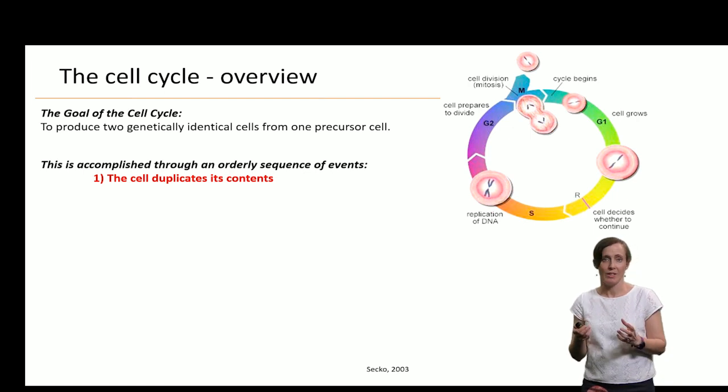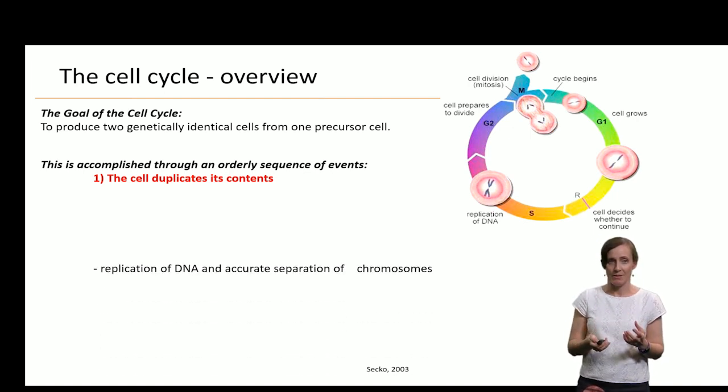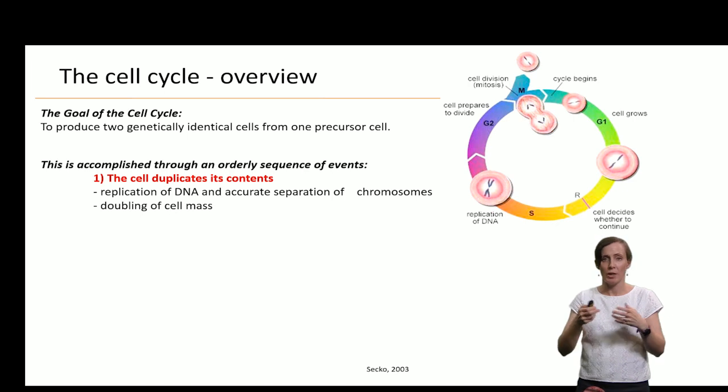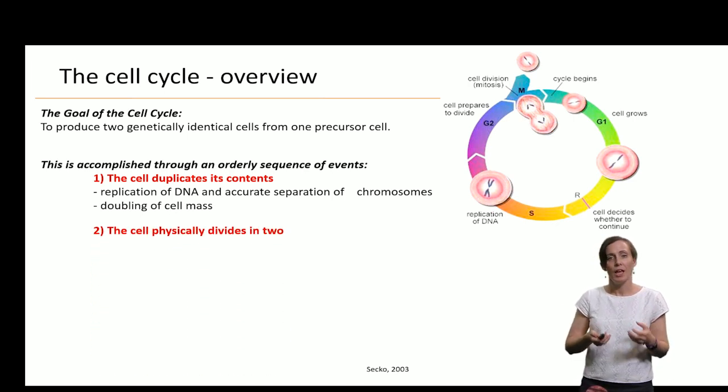So the first thing the cell has to do is duplicate its contents, which involves replication of the DNA to produce 2 copies of the DNA, separation of the chromosomes, and also the doubling of the cell mass. So you have the same organelles in the two daughter cells that are produced. And then after you get the duplication of the contents, the cell physically divides in 2.